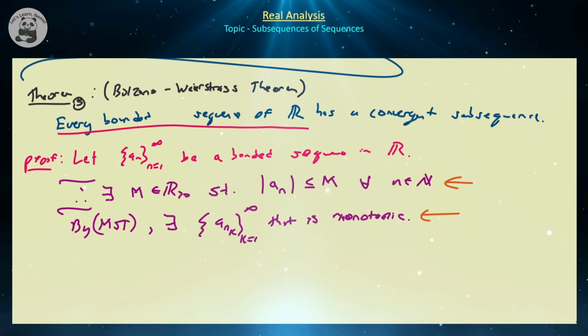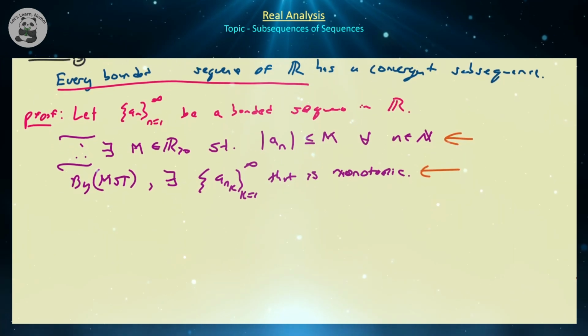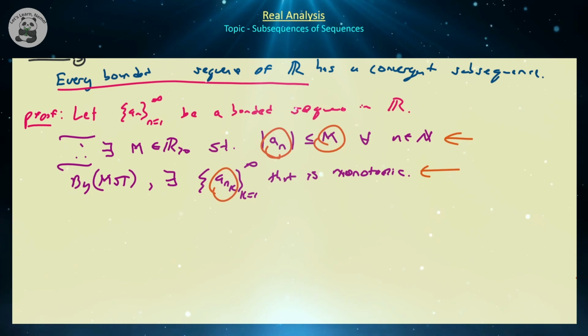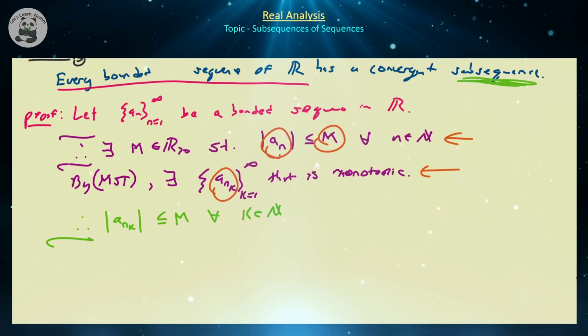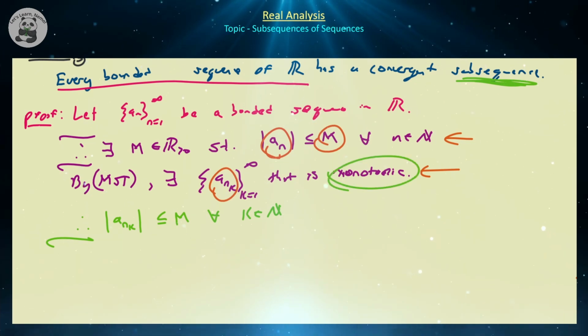So we have the definition of bounded here, and we have the consequence of the monotone subsequence theorem here. Since our whole sequence is bounded, any subsequence will also be bounded by m. So the absolute value of a_{n_k}, our subsequence, will also be less than or equal to m, and that's going to be true for all k in the set of natural numbers. So our subsequence is bounded, and it's also monotonic.